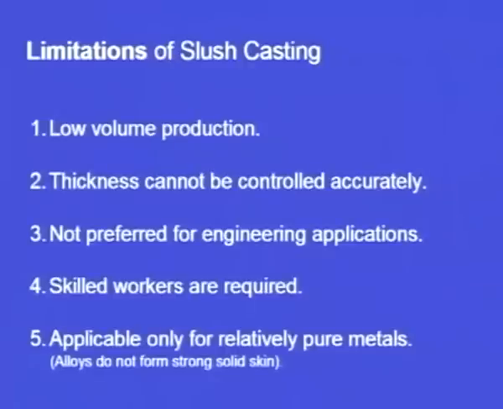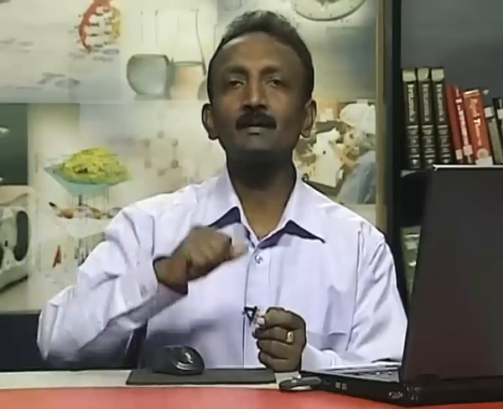These are the limitations. Low volume production, and thickness cannot be controlled accurately. Thickness can be controlled only arbitrarily, and this is not preferred for engineering applications. It is applicable only for art items, and skilled workers are required, because we pour the molten metal, and when the outer shell solidifies while the inner part is still liquid, that time we have to pour out the liquid metal, and for that skill is required.